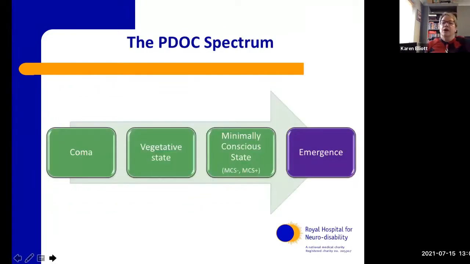So on to PDOC. PDOC is prolonged disorders of consciousness. It's an umbrella term for a series of diagnoses, and those are coma, vegetative state, and minimally conscious state. Coma is the first condition that occurs usually after somebody has had a really traumatic brain injury. It lasts for about 6 weeks, and the primary tool that's used at that point is the Glasgow Coma Scale.